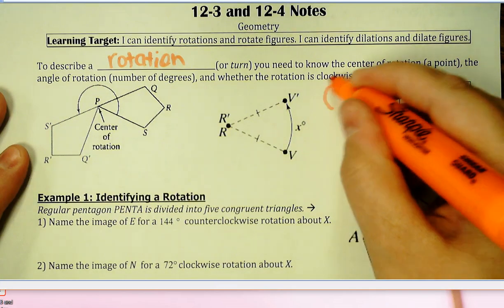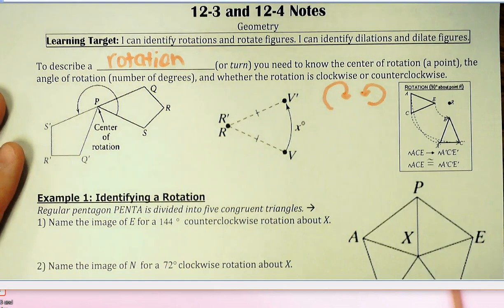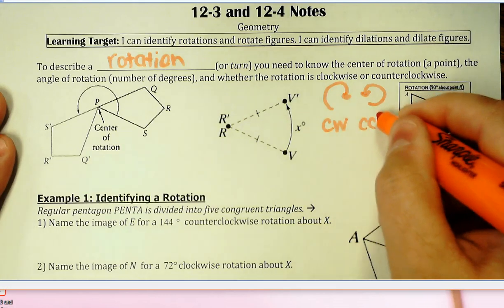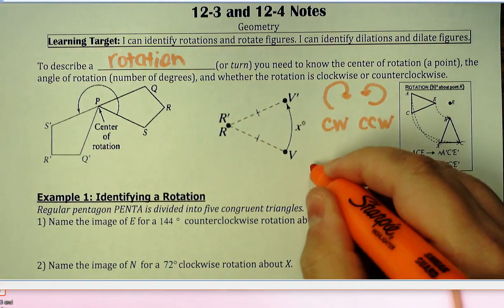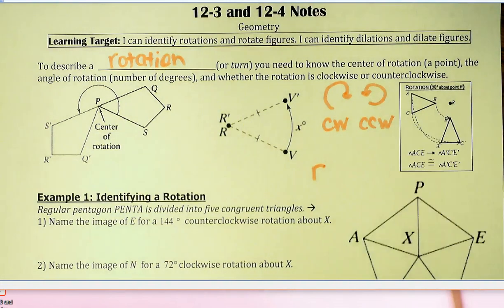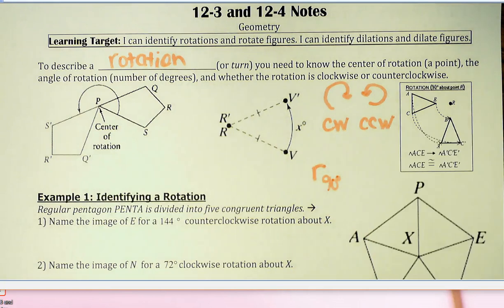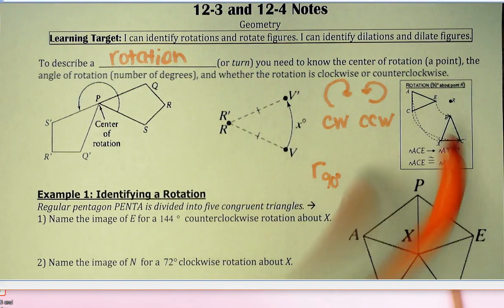So clockwise goes around this way, counterclockwise goes around this way. Sometimes you might see these abbreviated as CW for clockwise and CCW for counterclockwise, just in case you run into that. And then a rotation, as we're going to do this, sometimes you might see written as a little lowercase r, and then maybe let's say we're doing a rotation of 90 degrees. It'll have a little subscript just so you get the notation like that. So if you see something like that, it's trying to tell you rotation and then that angle measure.